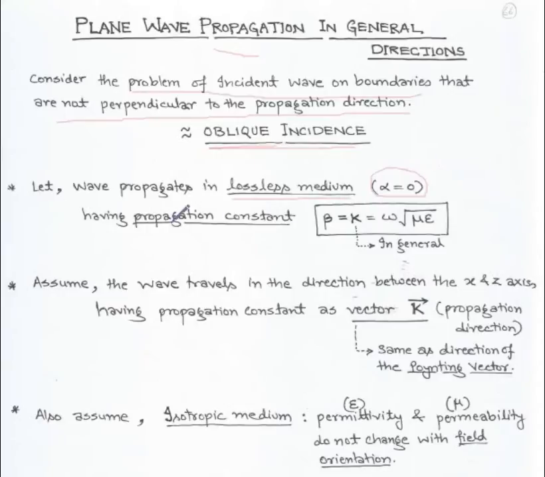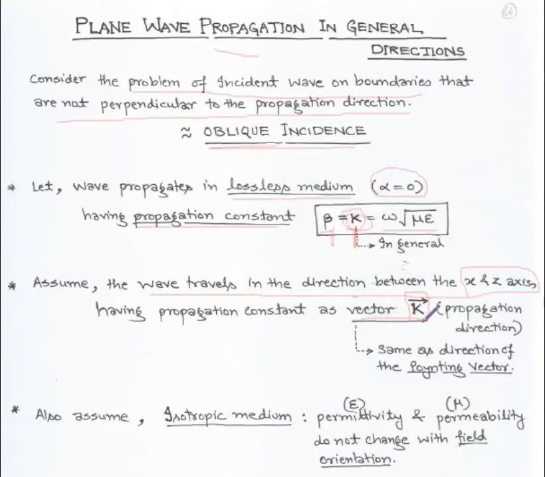And also we consider a propagation constant denoted by k. In general, the propagation constant k is equal to the phase constant beta, and its value is omega root mu epsilon. So in oblique incidence we consider a propagation constant denoted by k, and its value is beta, that is equal to omega root mu epsilon. And for oblique incidence we assume a uniform plane wave travels in a direction between the x-axis and z-axis and has a propagation constant in vector form, that is k vector.